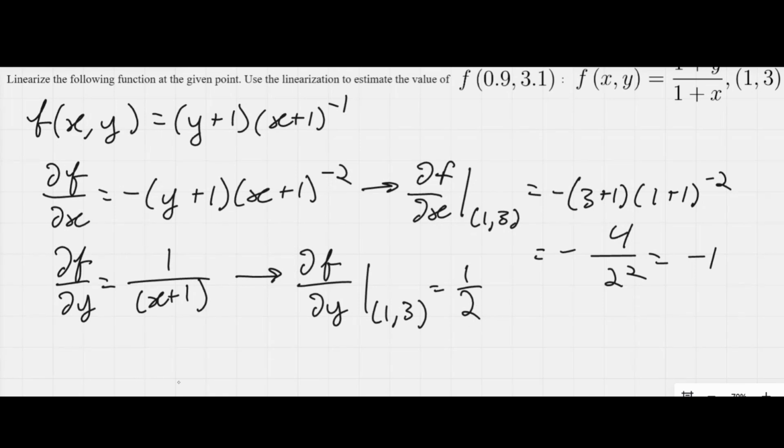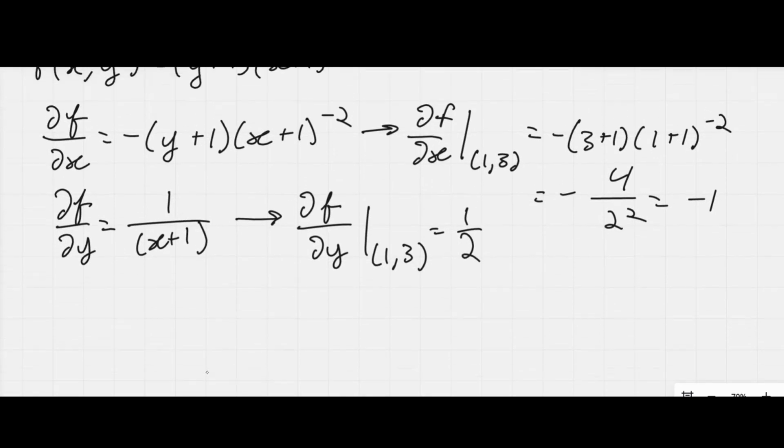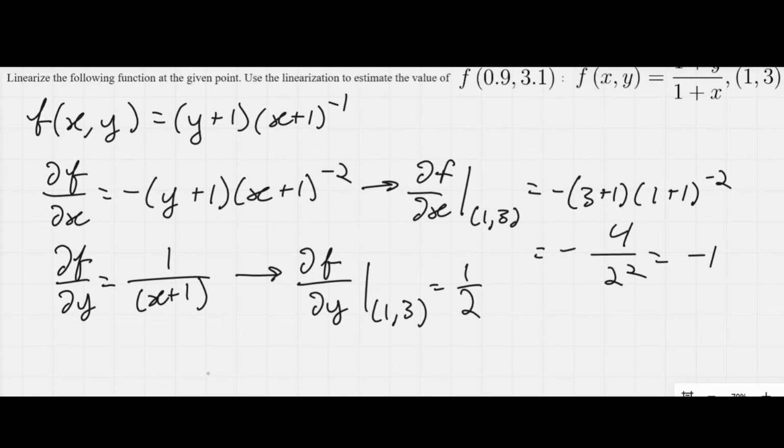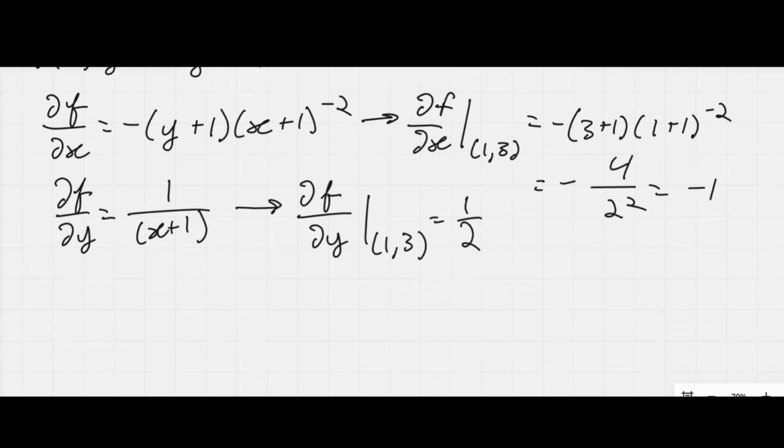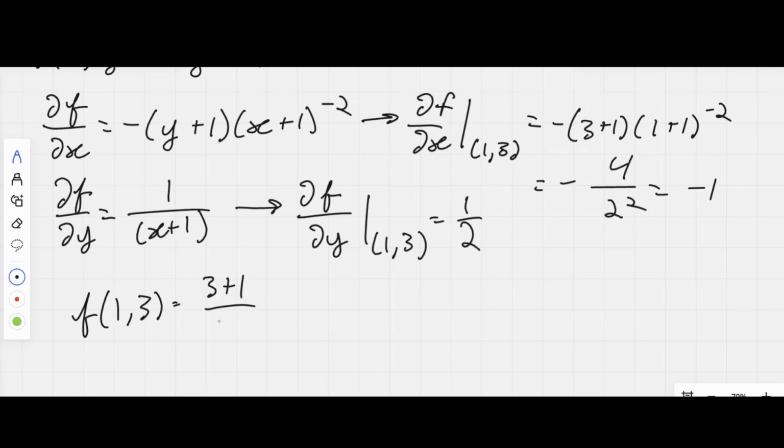So to find the linearization, we first need to find the value of z. So actually, let me just write this down. So f of (1, 3). Well, that's simply going to be 3 plus 1 over 1 plus 1, which is the same thing as 2, because we have basically 4 over 2, so that's equivalent to 2. Alright, so now we can calculate the linearization at the point (1, 3).